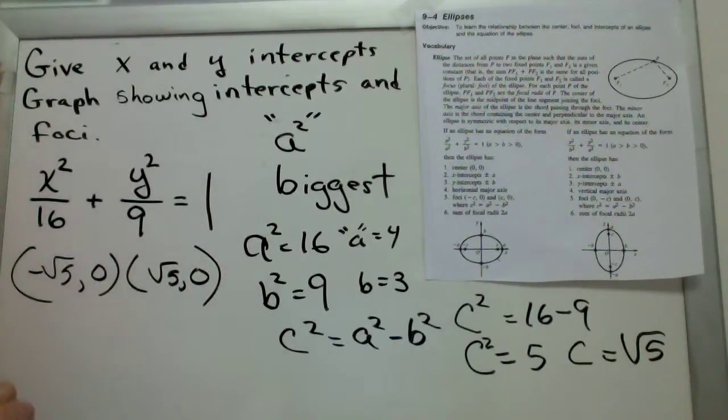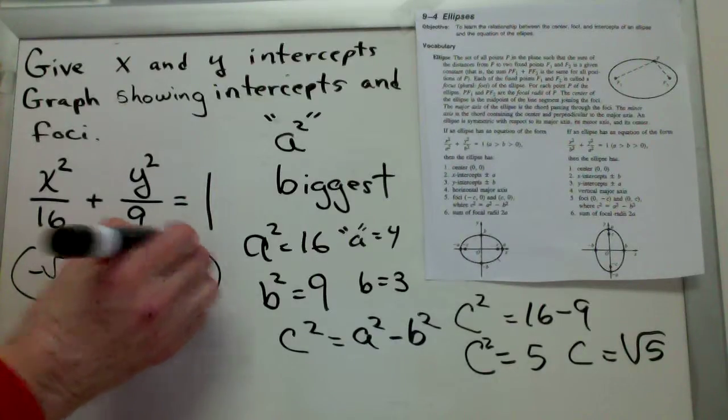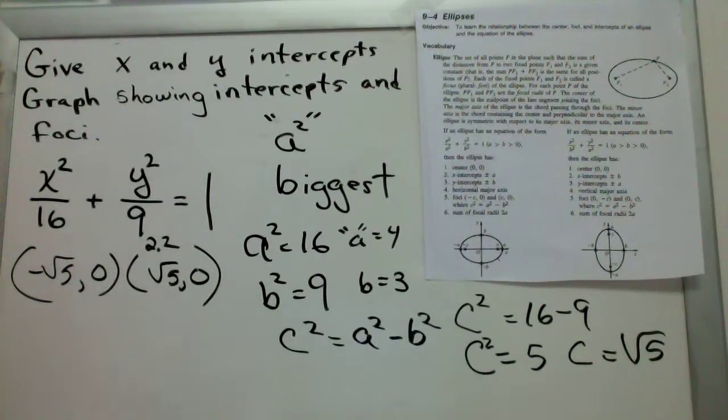So now we know what that point is. And it's good to use your calculator to get a decimal value of that, just so that when you're graphing on your coordinate system, you have an accurate idea of what that is. So that's about 2.2. So I usually write that in there just so that I know. All right, so how do I go about sketching this?